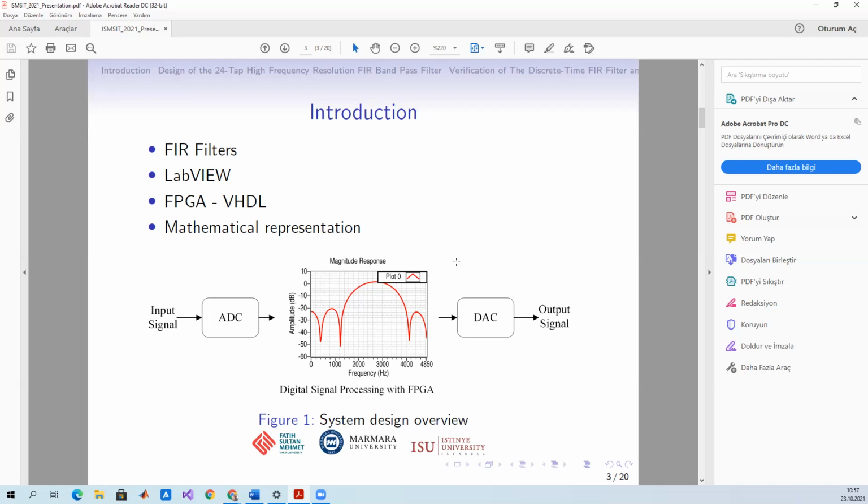So we designed the filter with the KZR window method, with about 18 kilohertz sampling frequency, 1.8 kilohertz low cutoff frequency, and 3.6 kilohertz high cutoff frequency.